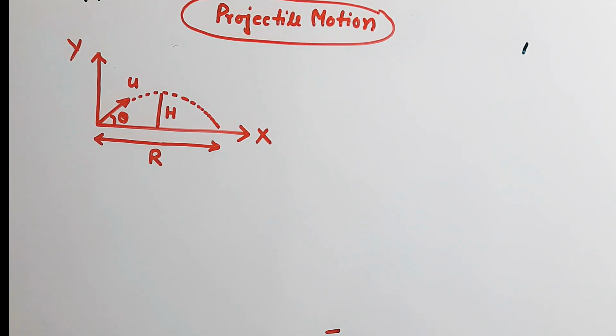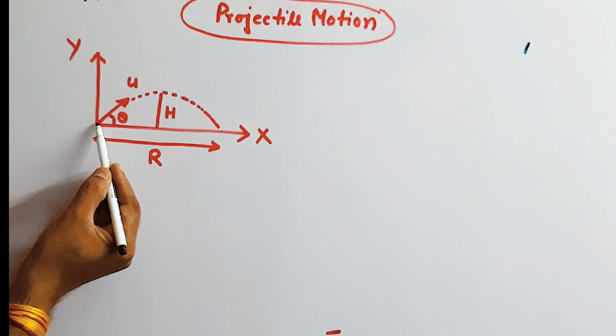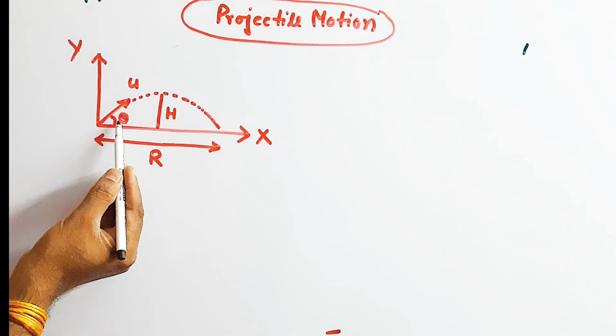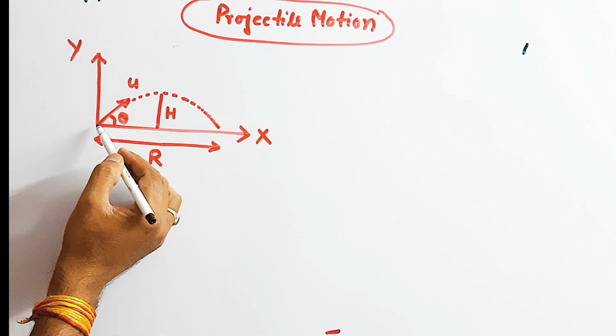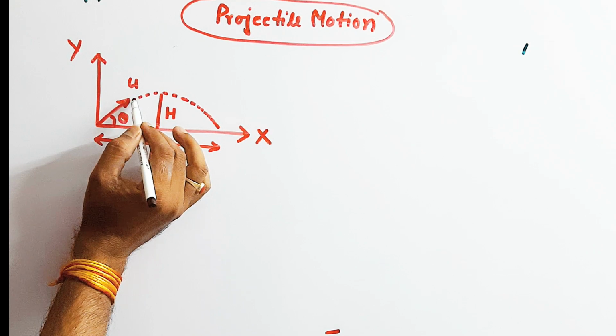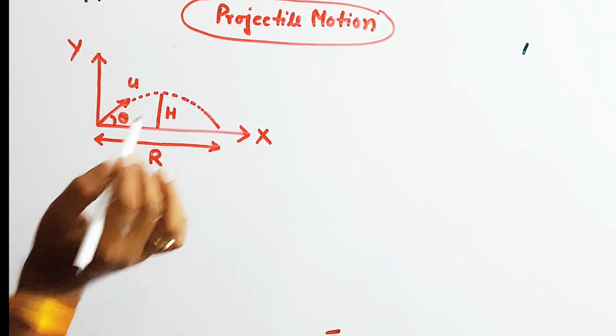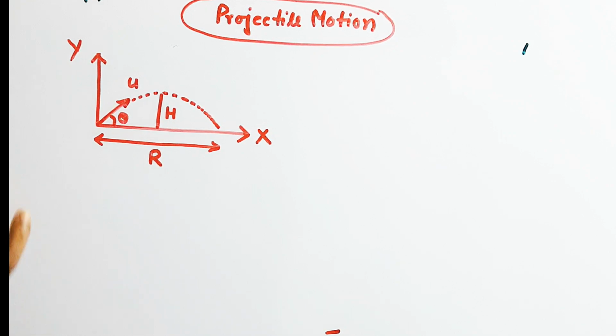Hello everyone. So today we will discuss projectile motion. Projectile motion is the motion when a particle is projected with an angle of theta from the horizontal with the initial velocity u. Under the influence of gravity, it follows a parabolic path and then again falls back on the earth. This type of motion is called projectile motion.